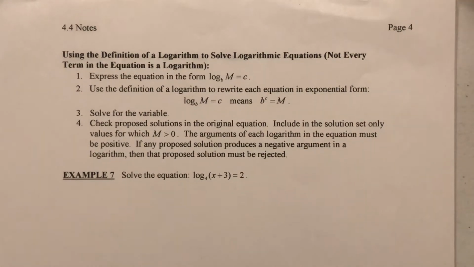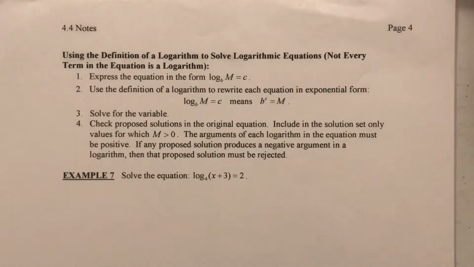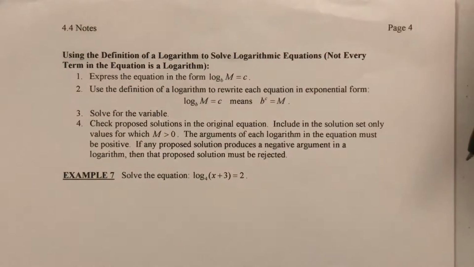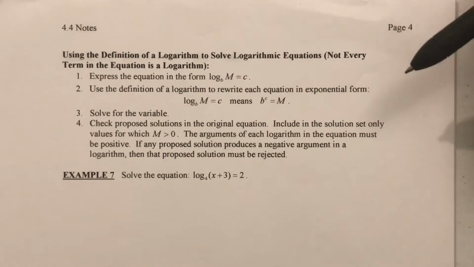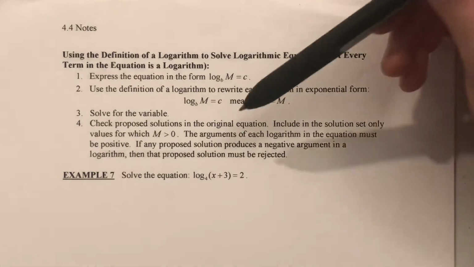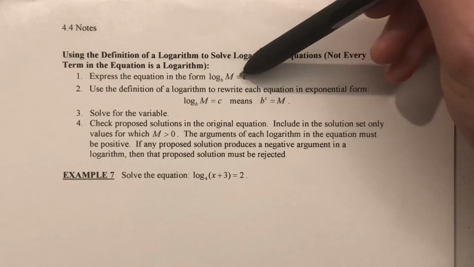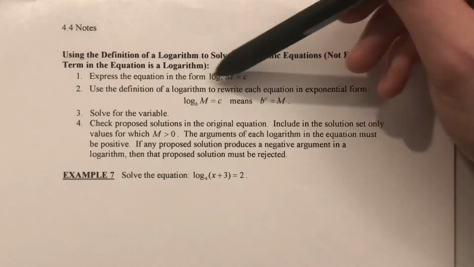Now taking a look at logarithmic equations, there's going to be two forms or two scenarios. One will be where we have an equation where not every term is a logarithm. If that's the case, we may need to use some properties from before, but we will eventually be able to get the equation into the form of log of something equals a number. We'll get it into this form.